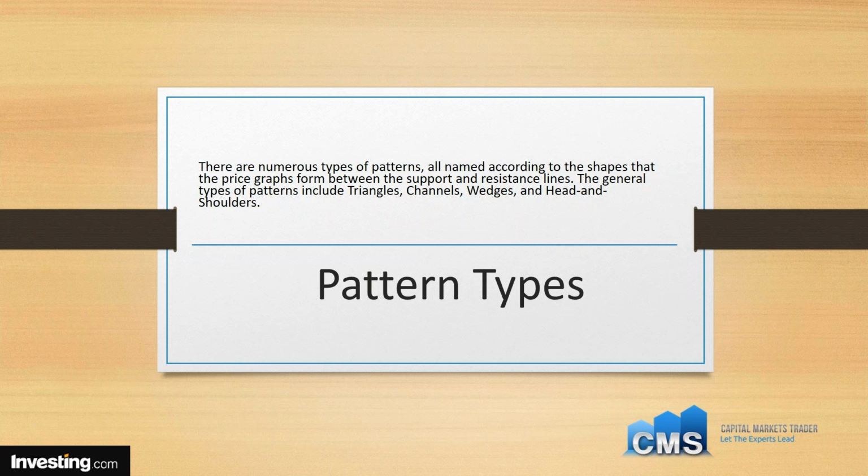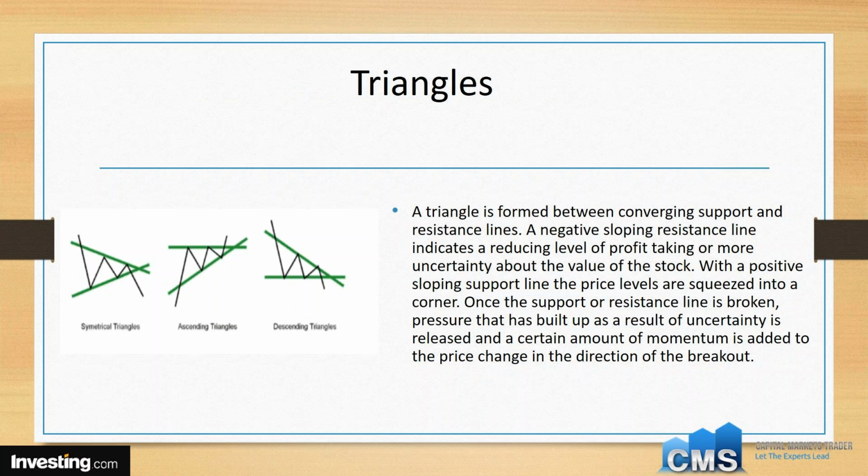There are numerous types of patterns, all named according to the shapes of the price graph formed between the support and resistance lines. The general types of patterns include triangles, channels, wedges, and head and shoulders. And these are the ones we're going to look at tonight. Triangles are the most prevalent. We have symmetrical triangles, ascending triangles, and descending triangles. These are the three shapes that are formed by the support and resistance lines. But they all form triangles.